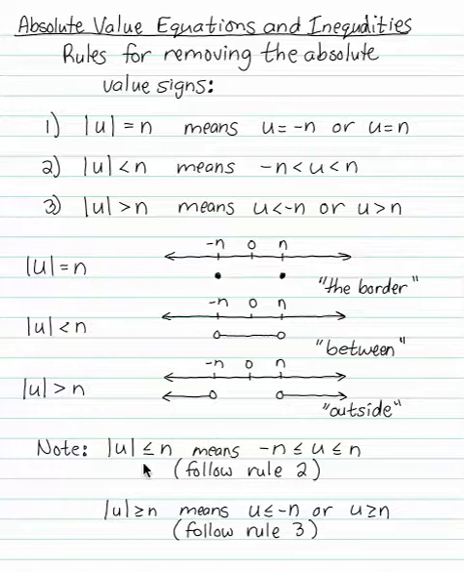Now notice if you have less than or equal to or greater than or equal to, you still follow the rules above, rule number 2 for between or rule number 3 for outside. But this time you'd include the border in your answer. So think border, between, and outside. But you have to identify the correct rule for the case that you're dealing with. And you have to quote this rule exactly. Either the answer is in 2 pieces, as in the first and third rule, or the answer is a whole interval of numbers in between, the second rule.